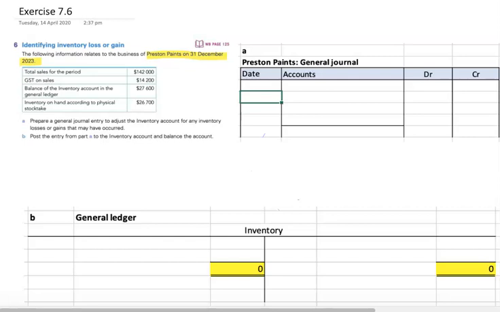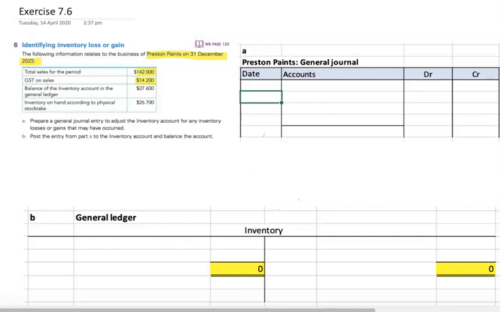You've been given the total sales for the period, which is 142,000. You've been given the GST on those sales, which you know is 10% of sales. 10% of 142,000 is 14,200.